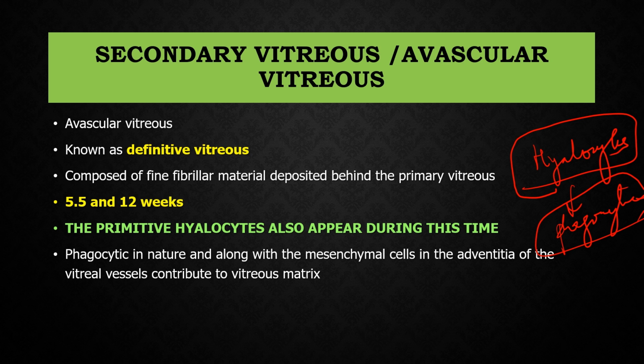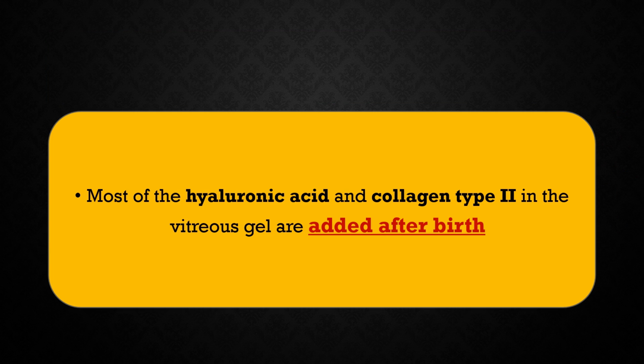And as they eat up the hyaloid arterial system, they also start depositing collagen fibrillary material within the vitreous, and now the vitreous that is formed is known as the definitive vitreous or the avascular vitreous or the secondary vitreous. And the time period during which it is formed is between 5.5 weeks to 12 weeks of gestation. Okay, so I hope that is clear. So that is your secondary vitreous.